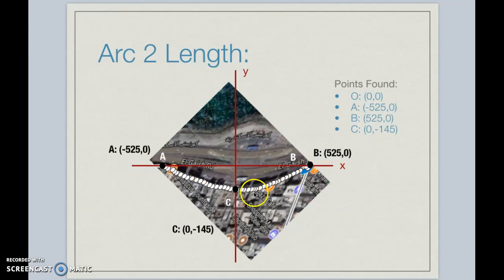And then to find point C, once again, I started off at point A, and using the ruler measurement tool on Google Maps, I went 525 feet to the right towards the origin, and then continued the measurement downward until I reached the parabola. That gave me a total measurement of 670 feet, but because it accounted for the 525 feet from the horizontal measurement, I did 670 minus 525 to get 145 for the vertical measurement.